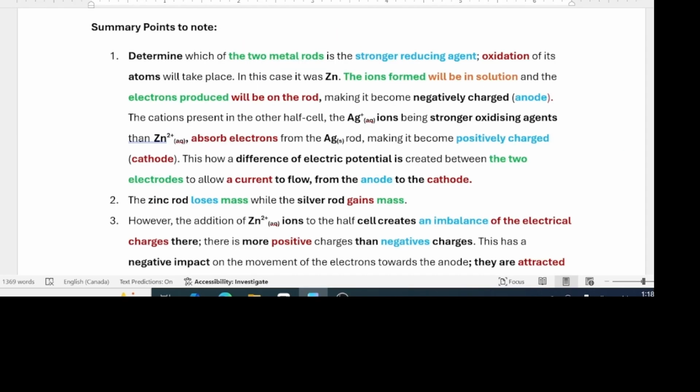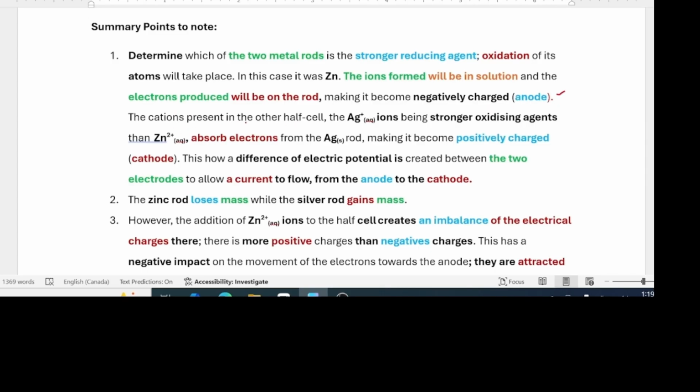These are some summary points to note. Number 1, determining which of the two metal rods is a stronger reducing agent, oxidation of its atoms will take place. In the case studied, it was zinc. The ions form and will be in solution and the electron produced will be on the rod, making it become negatively charged. And that electrode is now called the anode.